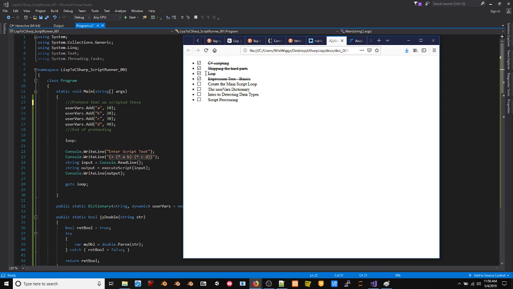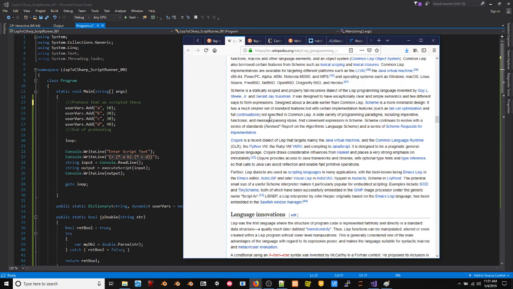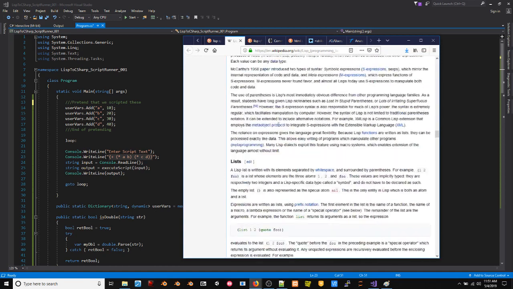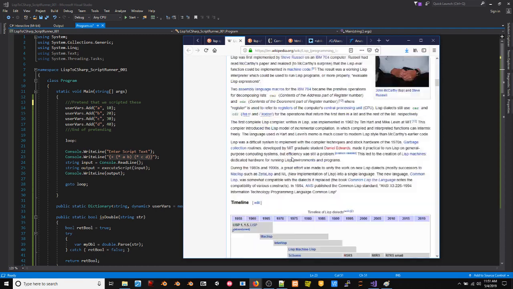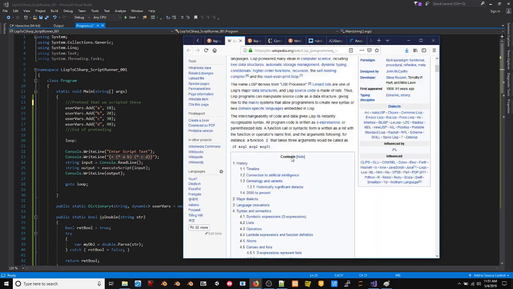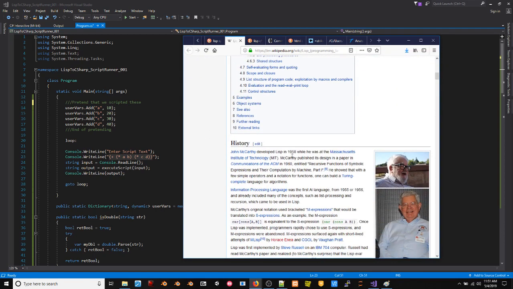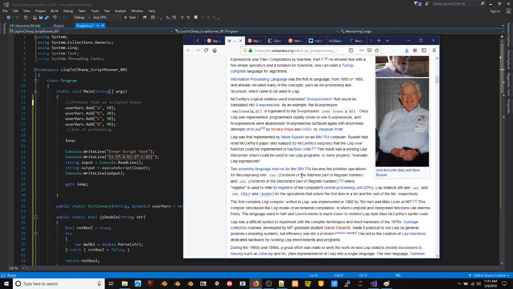So I told you what I'm skipping. So we're really going to focus on these next two items right here. All right, Lisp. What is Lisp? Lisp is a really old language, but it's extremely powerful just because of its simplicity. Let's see, you could read the history on it. It developed in 1958.